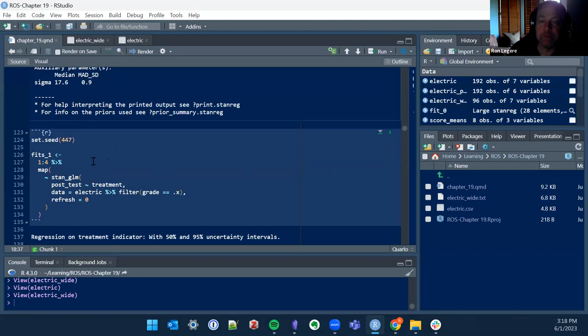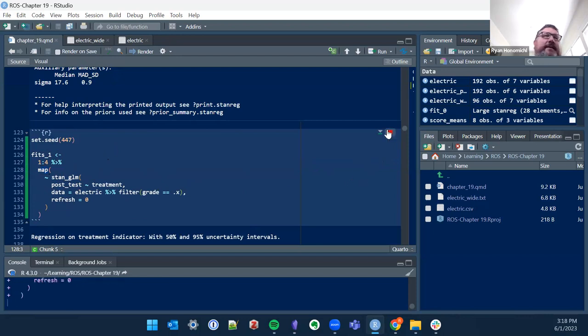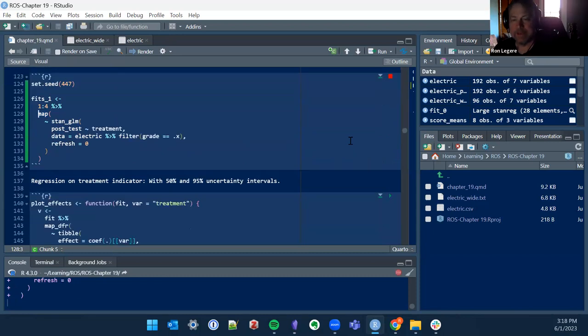Oh yeah, no worries. So now what we're doing is a cool use of map, by the way. We're basically mapping this whole thing onto 1 through 4, because those are the grades. Nice.